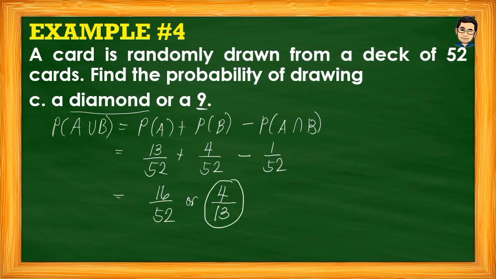So, kailangan po kasi natin i-subtract diyan yung common elements. So, again, hindi po natin dapat yon kina-count nang twice o kung ilang beses man yon. Kailangan isang beses lang po. So, our final answer is 4 over 13.